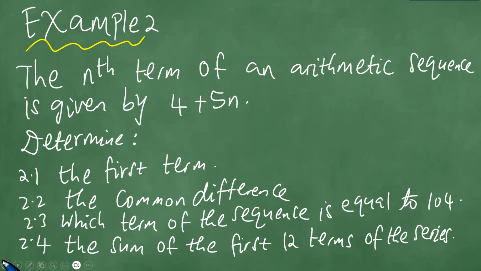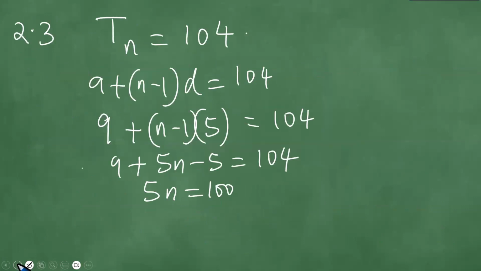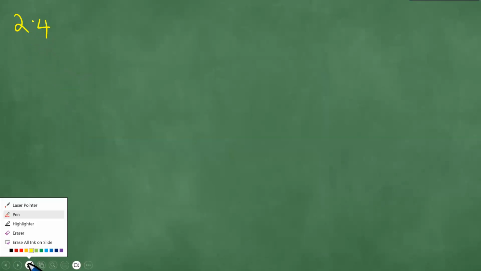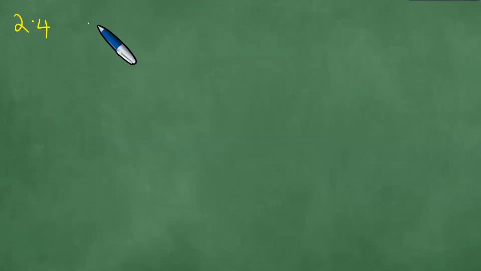We'll continue, please. What is the fourth question? The sum of 12 terms of the series. The sum of the first 12 terms of the series. So we're looking for the sum of the first 12 terms of the series. Let's check this one. 2.4. We're going to use the Sn formula.